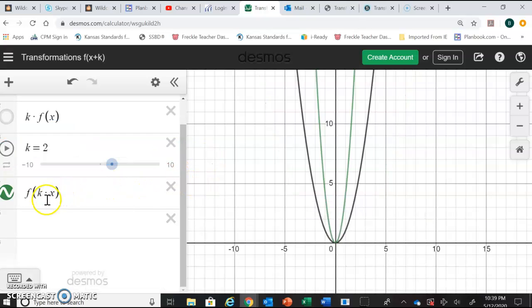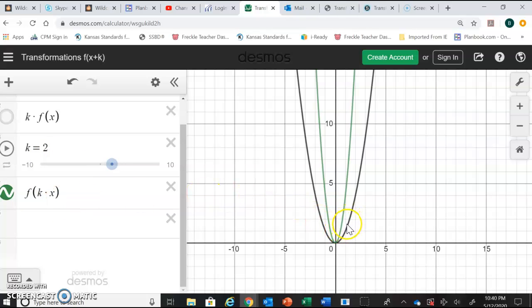So here you have f of k times x, where k times x is in the parentheses this time. You can see k in the parentheses. This transformation is focused on what's happening horizontally. Okay, this is focused on horizontally. So this one was vertical focused, this one's horizontal focused. So let's try out k is 2 for this transformation.